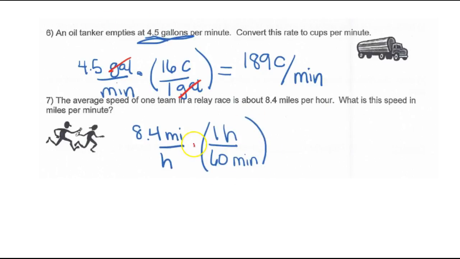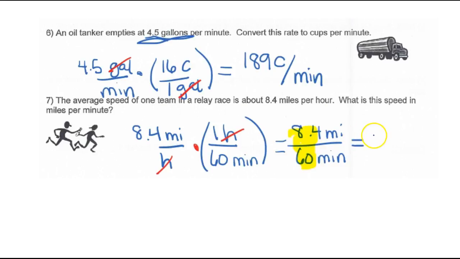So if I look, there should be a multiplication sign right here. If I look at this, my hours cancel out. And I'm left with 8.4 miles for every 60 minutes. Now I can take my numbers here, plug those into my calculator. 8.4 divided by 60 gives me 0.14 miles per minute. And that is my answer.